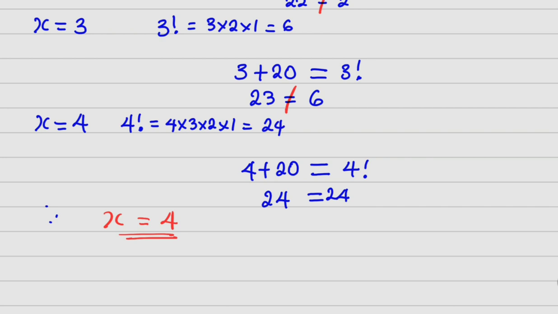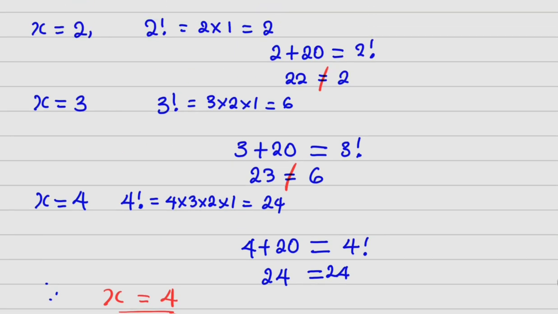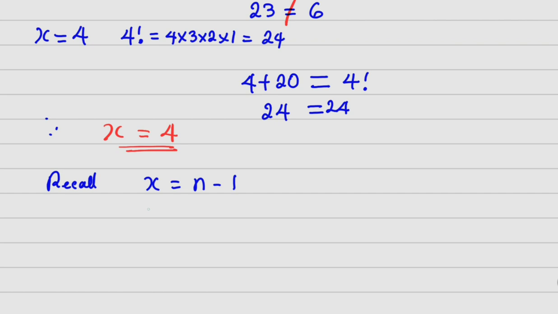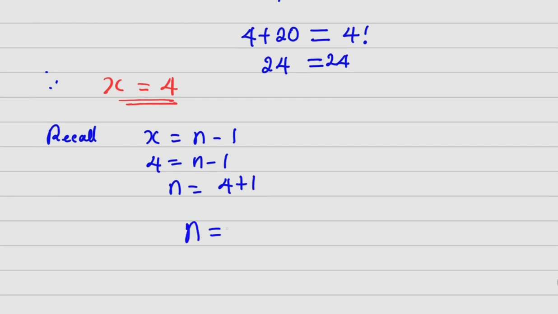Now, since x is 4, that is not my answer. I'm looking for n. But recall that we said let x be equal to n minus 1, or n minus 1 be equal to x. Hence, I have 4 is equal to n minus 1. So n is equal to 4 plus 1. So finally, n must be equal to 5.